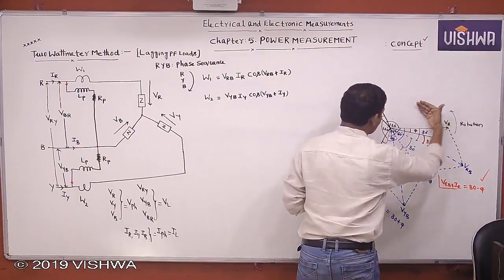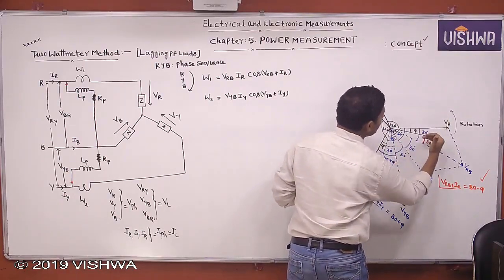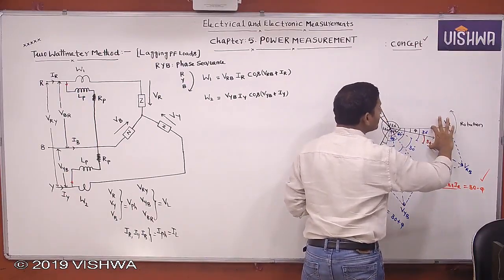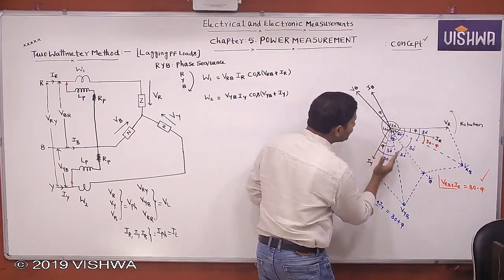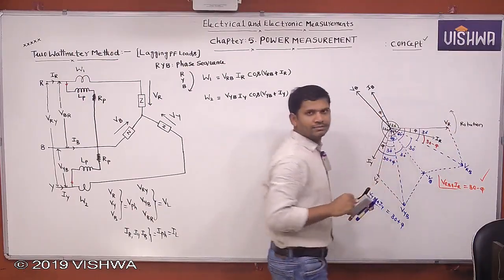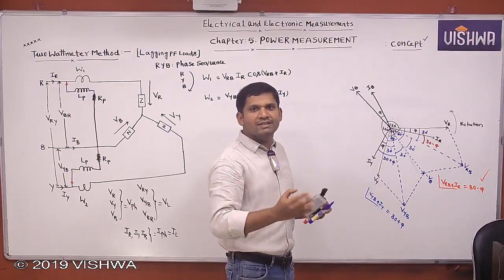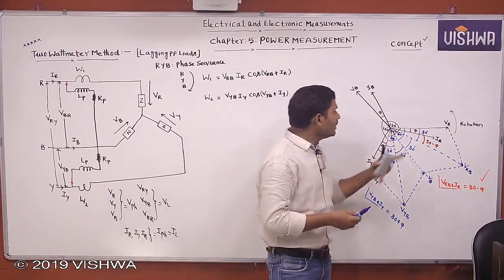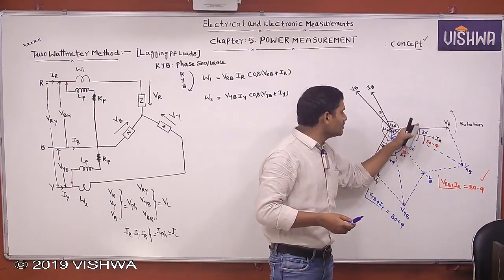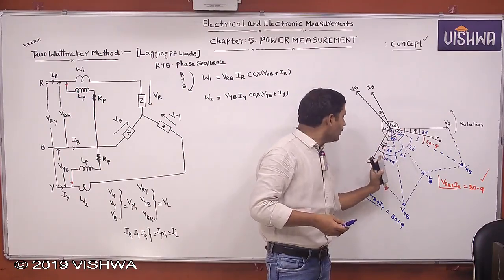leads VR, IY leads VY. If IR leads VR, this becomes 30 plus pi. IY leads VY means it becomes 30 minus pi. You try that one. Exactly opposite you can get. Then if you take IR leads VR, same. You take IY leads VY.